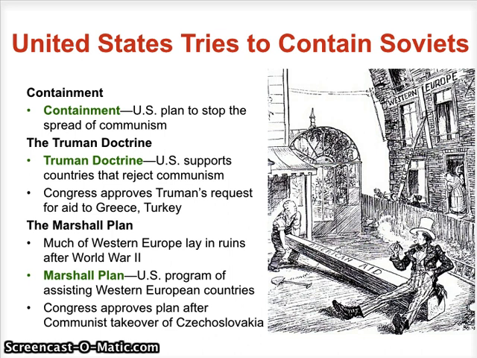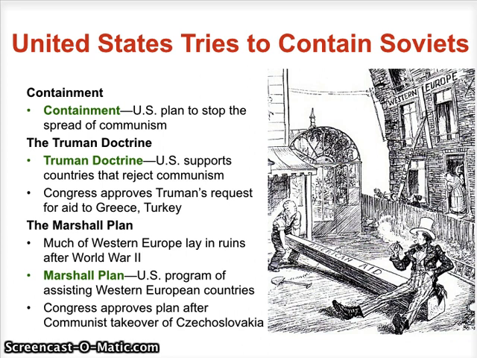Now the Truman Doctrine, remember, the US is the richest country in the world, and everyone is going to want to trade with them. The Truman Doctrine says that the US is only going to trade with countries who reject communism and who have free democratic elections.